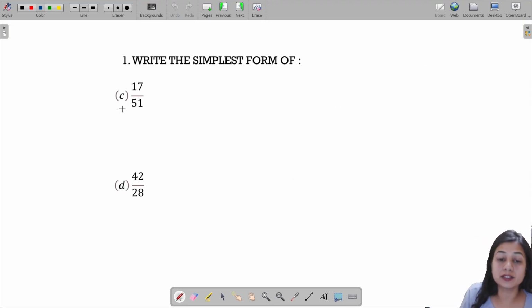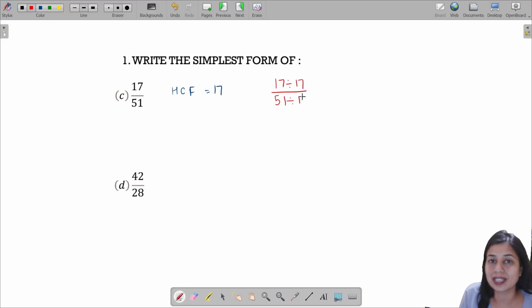So let's do the C part, 17 over 51. So here the HCF is 17. So let's divide the numerator 17 by 17, and the denominator 51 also by 17, giving us 1 over 3 as the simplest form or lowest form. And the next part is 42 over 28.